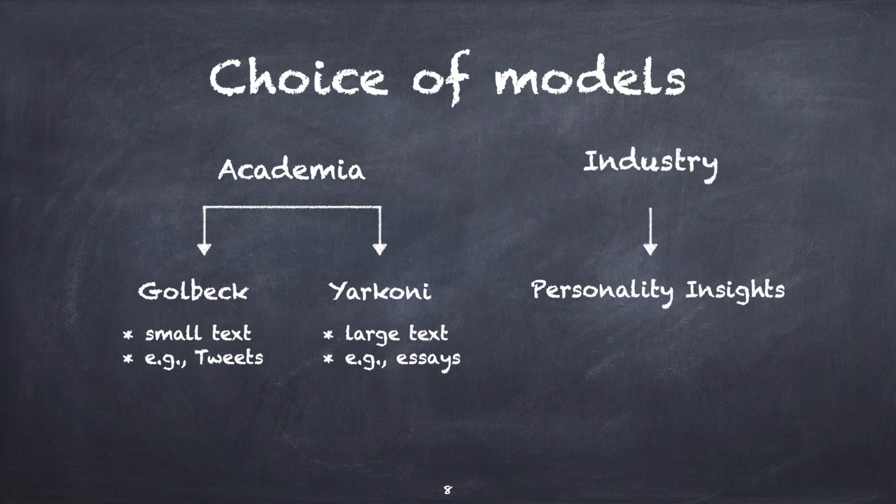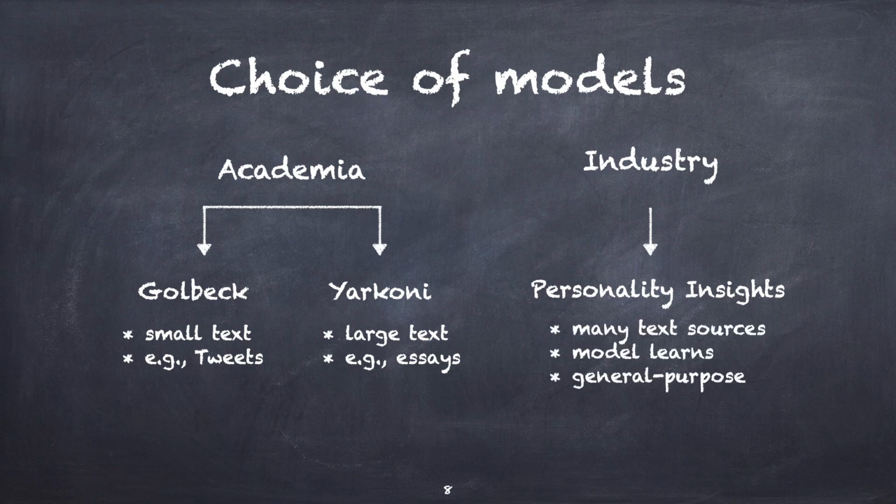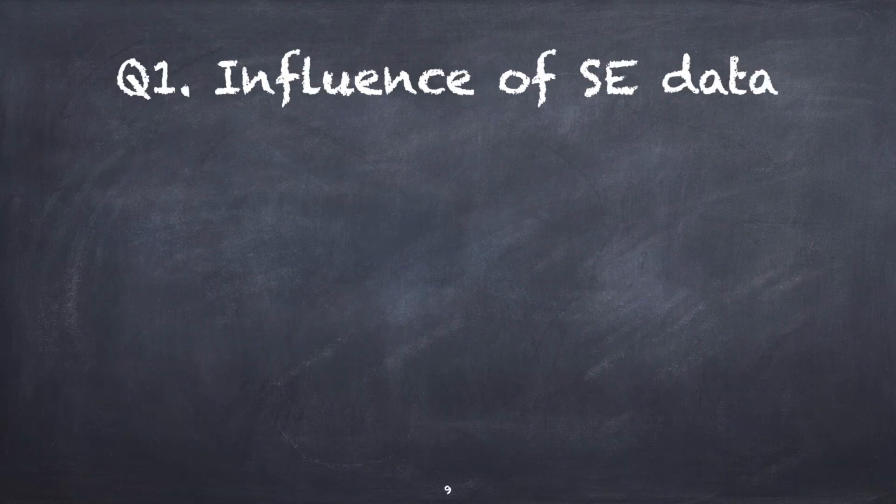We also chose Personality Insights, coming from IBM. Unlike the two models proposed in academia, this model is trained on a wide range of text sources. The model constantly evolves and is seen as a general-purpose tool. Our first question investigates the influence of SE communications data on inferred personality.